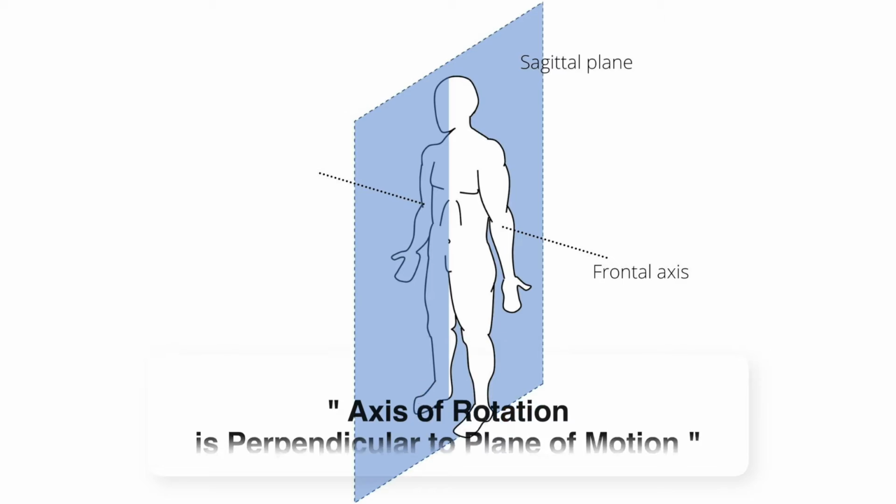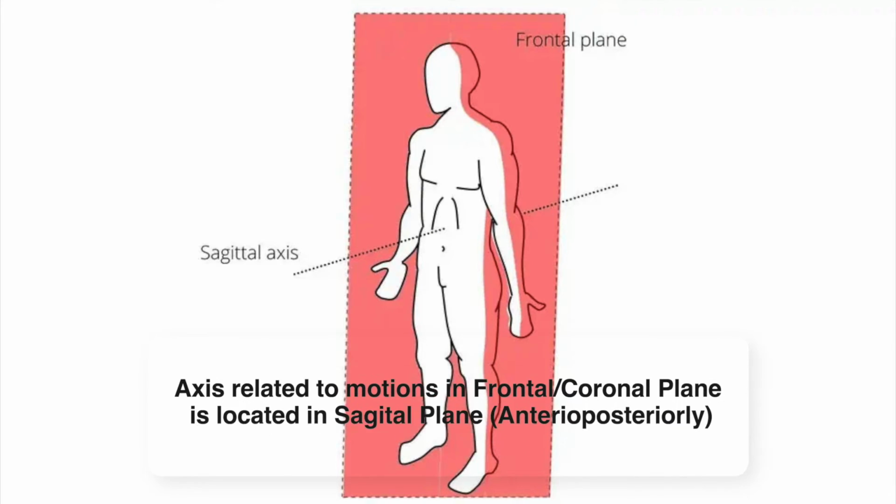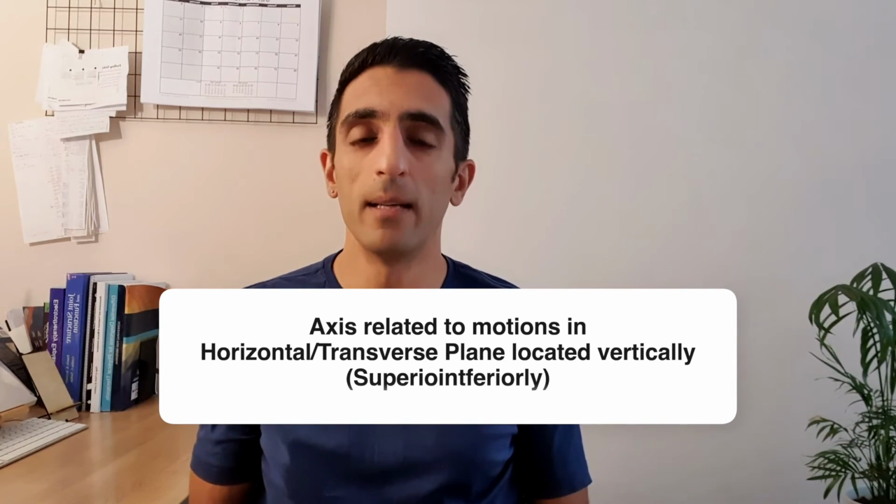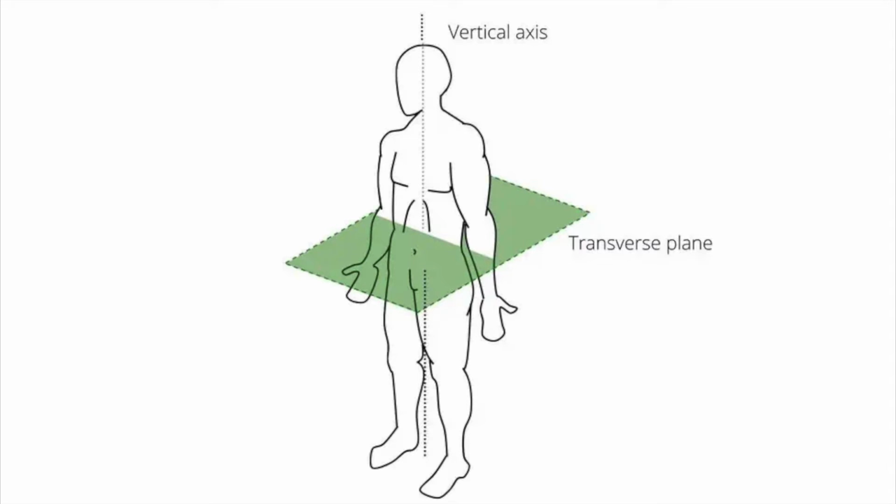For example, in abduction and adduction motions, or in lateral flexion motion in the trunk, there is always an axis of motion. In my shoulder joint, there is an axis of motion in the head of the humeral bone, which is located around here, and it is located in the sagittal plane. The sagittal axis is perpendicular to the frontal plane, in which the movement is happening. Also, rotational movements like shoulder lateral rotation, medial rotation, or my head rotations happen around an axis called the vertical axis, which is perpendicular to the transverse or horizontal plane of movement.